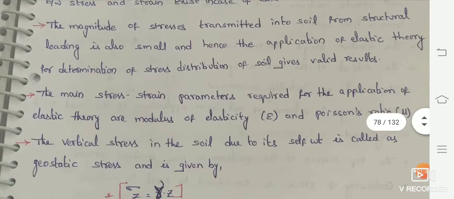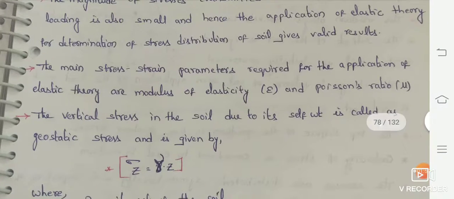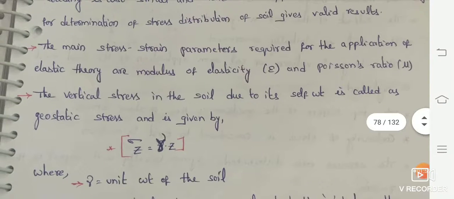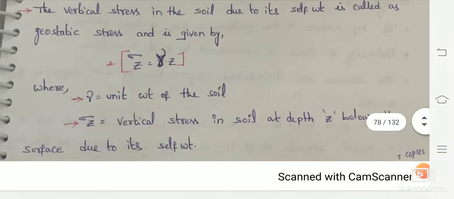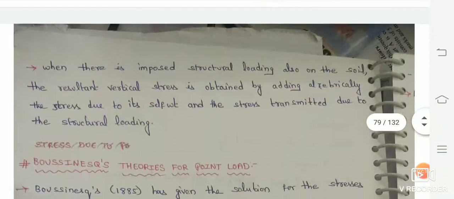And for these stress and strain parameters, for the application of this elastic theory which determines the stress distribution, Young's modulus and Poisson's ratio are the major parameters taken for stress and strain curves. The vertical stress due to self weight, the geostatic stress, is given by the equation where gamma is the unit weight of soil, and sigma z is the vertical stress in the soil, depending upon z and the surface also. That means the self weight is taken into consideration.